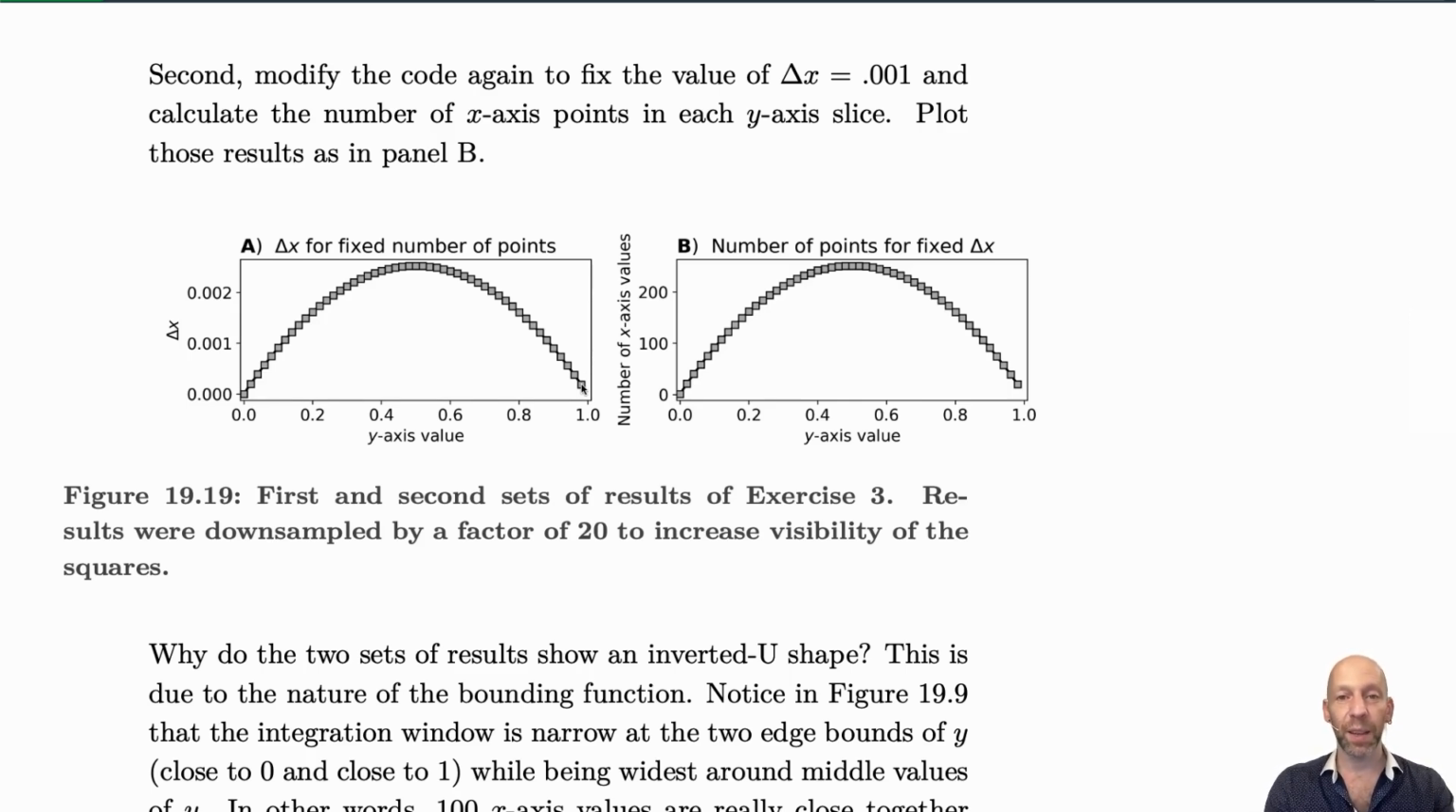The second part of this exercise is to repeat this experiment, but now instead of holding the number of x-axis values constant and seeing what delta x ends up being, you fix delta x to be 0.001 and you count the number of x-axis points for each y-axis value, or for each of these slices. Not surprisingly, it's also going to be an inverted U-shaped function. There's a third part to this exercise, and I'm going to get back to it in a moment. But first, I want to show you the code and discuss these intermediary results.